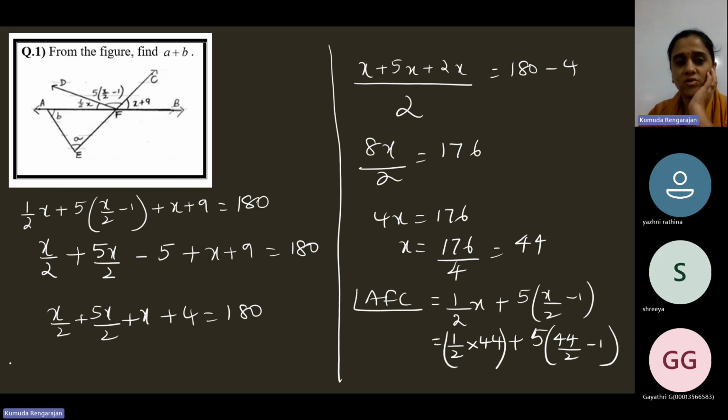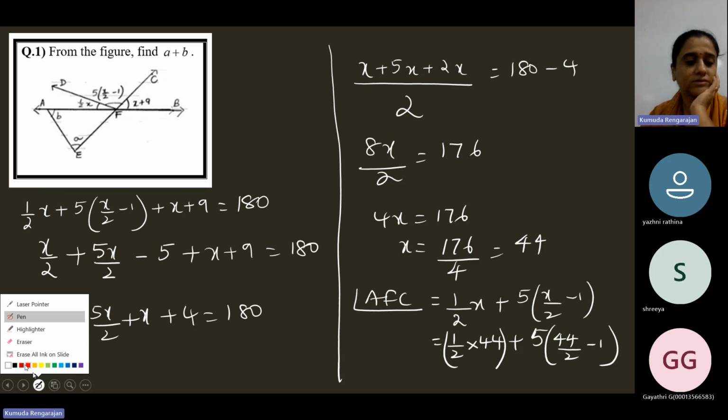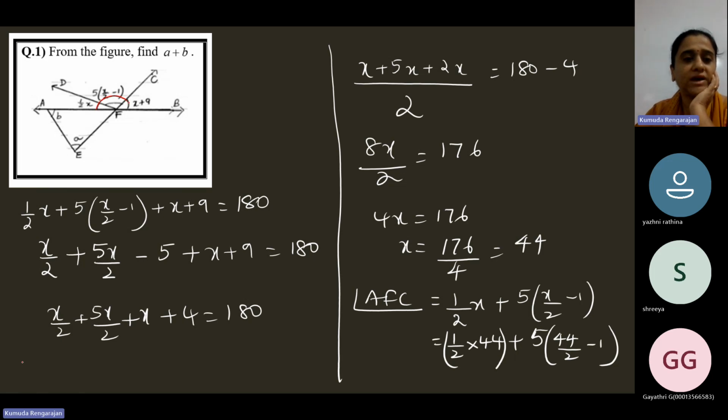So AFB is a straight line. The sum of all the angles is 180 degrees. The sum of these three angles is 180 degrees. Correct? So that's the equation we constructed. We solve that equation and find the value of x. And then we have to find only a plus b. We know that A and B are two interior angles of this triangle.